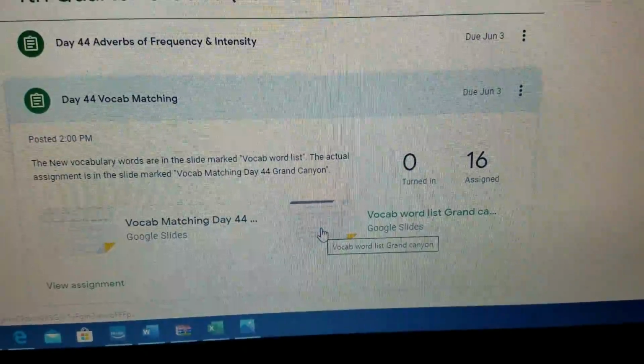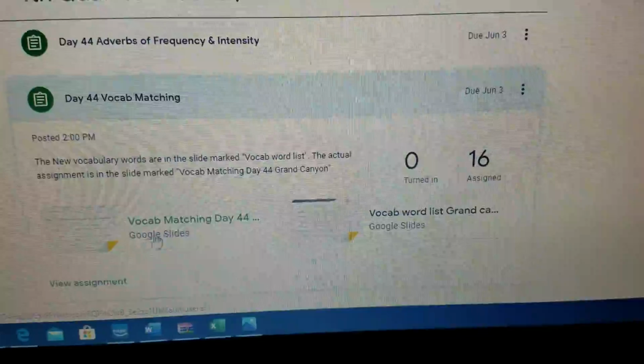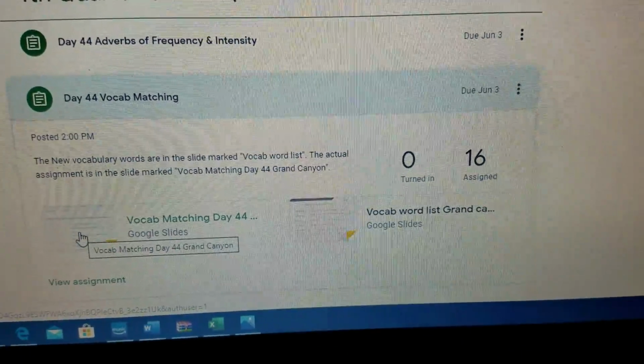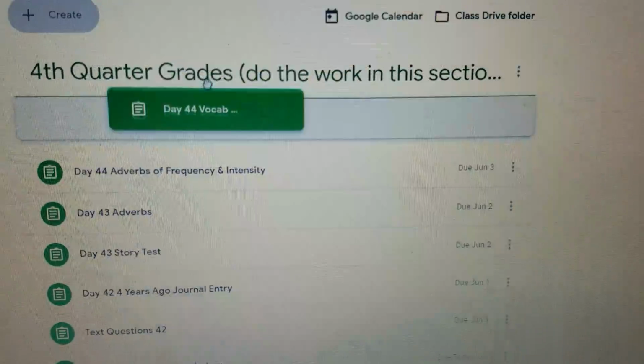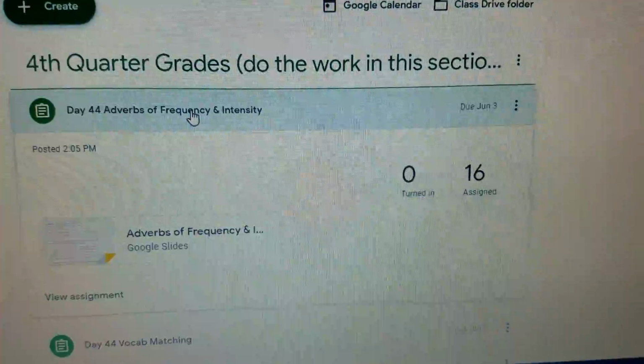This is the vocab word list. So you have a copy right there. And this is the matching. This is where you'll actually do the work. It's very straightforward. All right, so let's talk about adverbs of frequency and intensity.